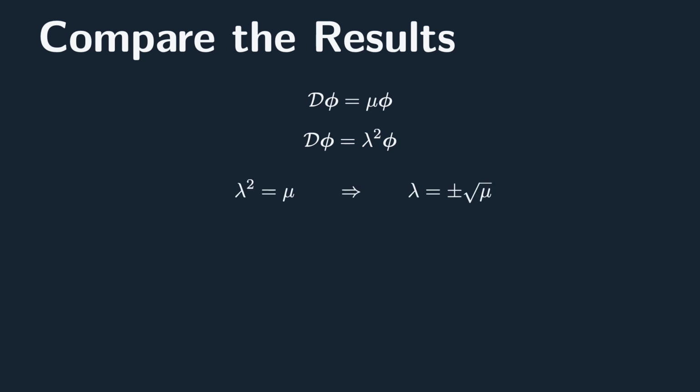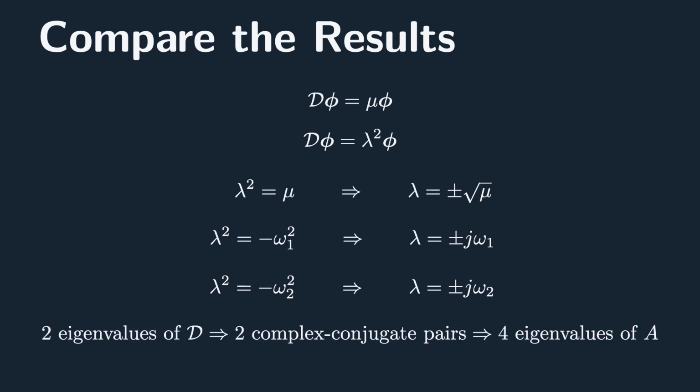From the D calculation, the two eigenvalues of D are mu1 equals minus omega 1 squared and mu2 equals minus omega 2 squared. So mu1 gives lambda equals plus minus j omega 1, and mu2 gives lambda equals plus minus j omega 2. This is the doubling effect. Each eigenvalue of D produces two state space eigenvalues, because lambda squared equals mu gives a positive and negative square root pair. This is why the 2 by 2 matrix D has two eigenvalues, while the 4 by 4 state space matrix A has 4 eigenvalues.